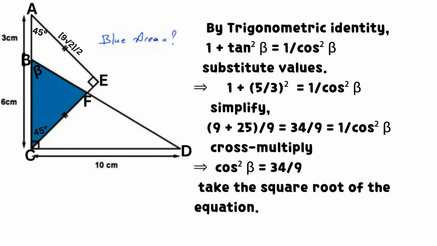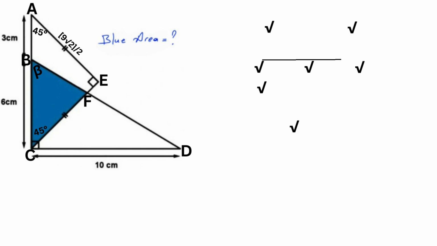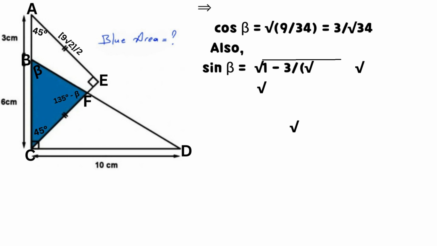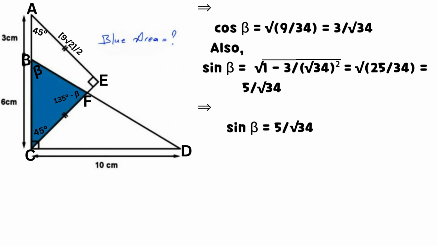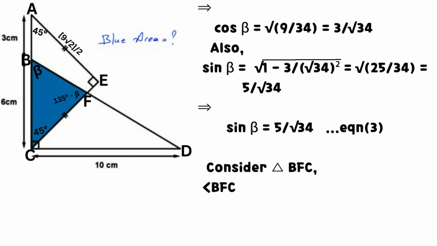Cross multiply, and we have that the square of cosine beta equals 9 divided by 34. Take the square root of the equation. It implies that cosine beta equals 3 divided by the square root of 34. Also, sine beta equals 5 divided by the square root of 34. We call it equation 3.